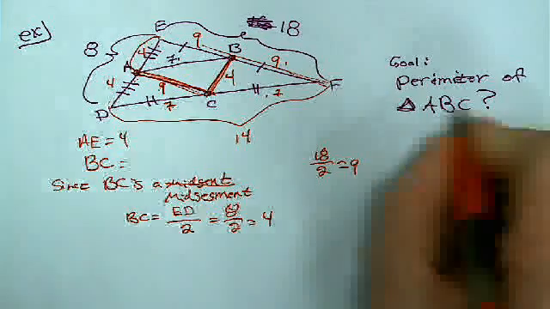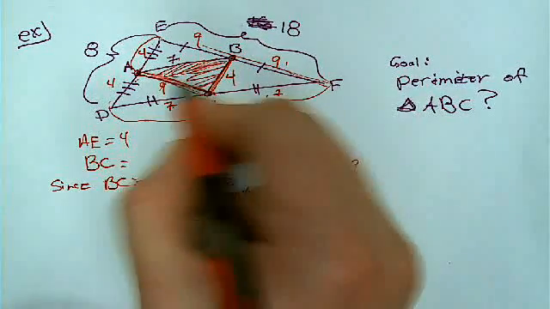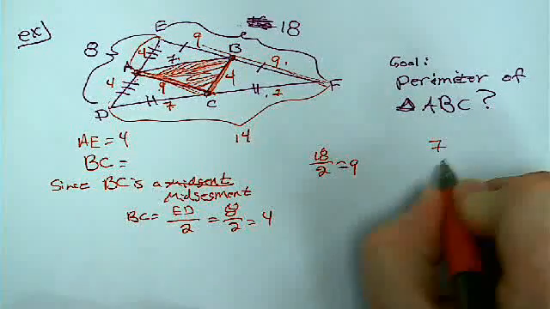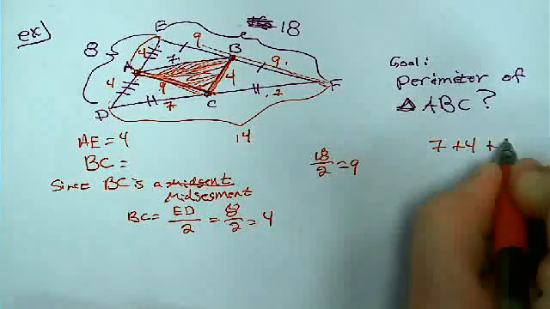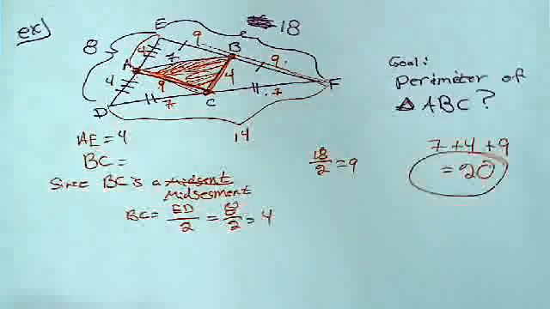Now, the question was asked, what's the perimeter of triangle ABC? That one in the middle. And that's going to be 7 plus 4 plus 9, those 3 sides, which works out to be 20 units.